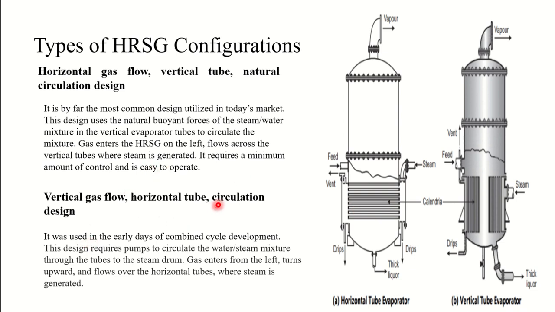Vertical gas flow, horizontal tube circulation design. It was used in the early days of combined cycle development. This design requires pumps to circulate the water-steam mixture through the tubes to the steam drum. Gas enters from the left, turns upward, and flows over the horizontal tubes where the steam is generated.